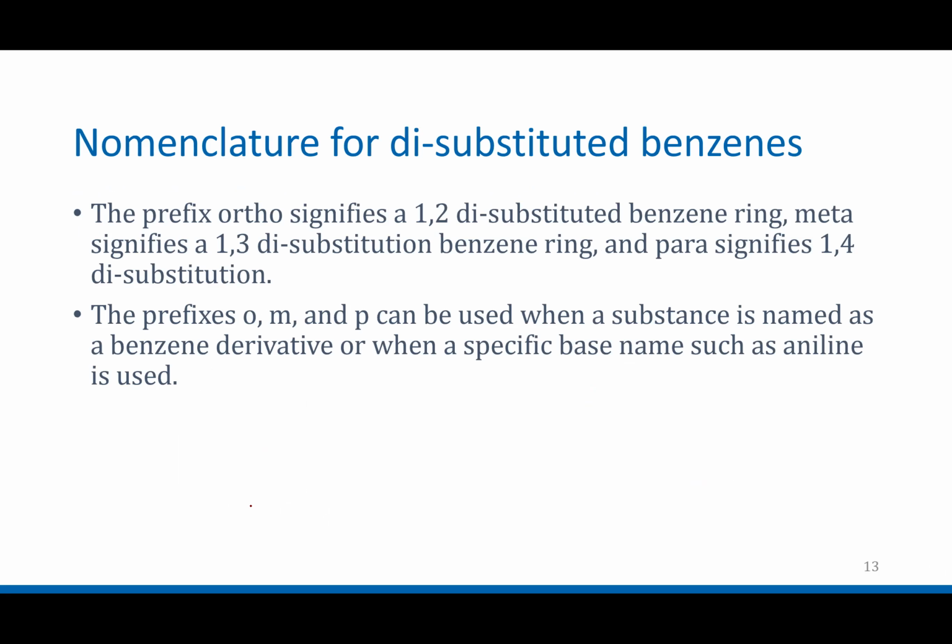So this is just the text version of what I just said. Ortho meaning 1, 2, meta meaning 1, 3, and para meaning 1, 4. And you can even shorten that as O, M, and P. So O is 1, 2, M is 1, 3, and P is 1, 4. Again, you do not need to memorize this. All right, so let's practice.